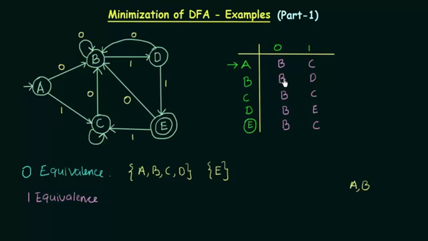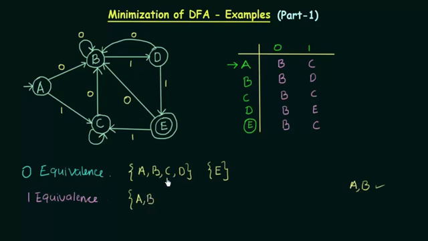But the condition is not complete. You have to check for 1 also. So A on getting input 1, where does it go? It goes to C. And B on getting input 1, where does it go? It goes to D. So C and D. Now you have to come to this row and check if C and D fall in the same set or not. We see that C and D belong to this same set. So A and B are 1 equivalent, and I will put them together in one set in this 1 equivalent row: A, B.